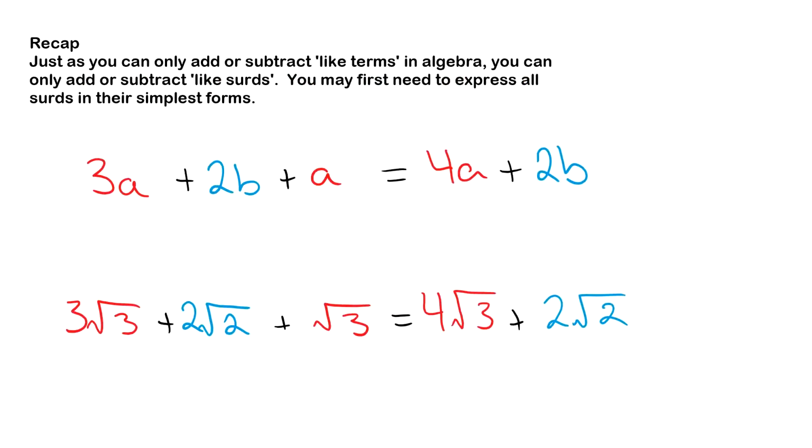So to end the video, we'll just do a quick recap of what we covered. Remember, you can only add or subtract like terms in algebra, and it's the same with surds. You can only add or subtract like surds. They need to be the same surd. And you might need to simplify them down like we did in that last example, and then you can do the adding or subtracting.